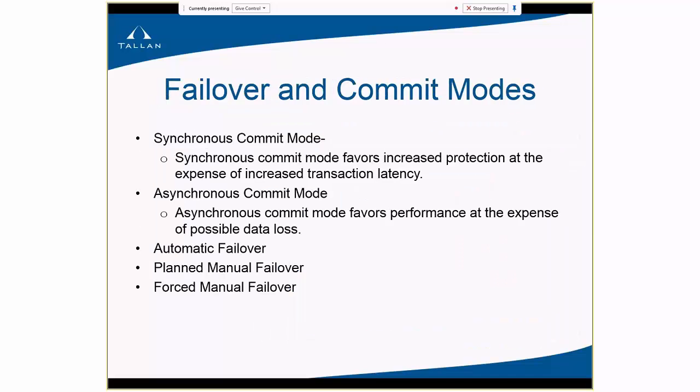Failover and commit modes. When we talk about availability groups, the first thing we need to talk about is commit modes, right? We can have a synchronous commit or an asynchronous commit. The synchronous commit, just like it sounds, is before committing transactions, the primary replica waits for the secondary replica to acknowledge that it has finished hardening the log, okay? So that you know that the data between the two databases is in sync. There's no data loss there.